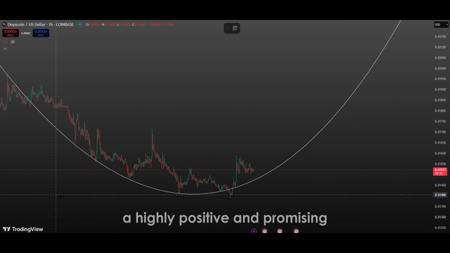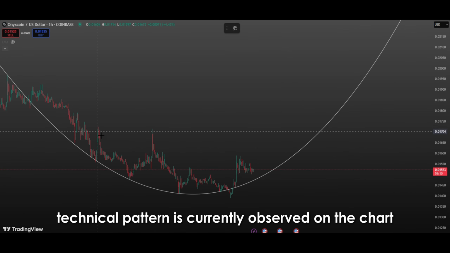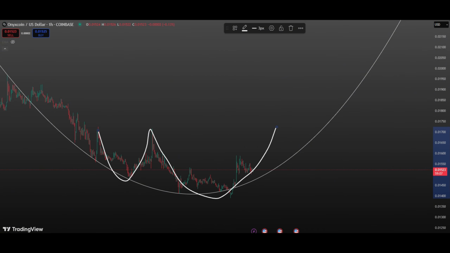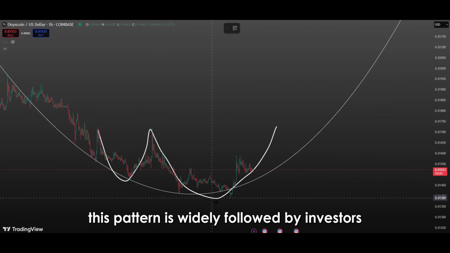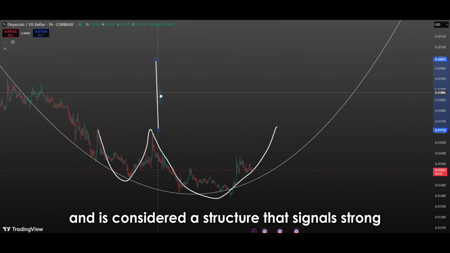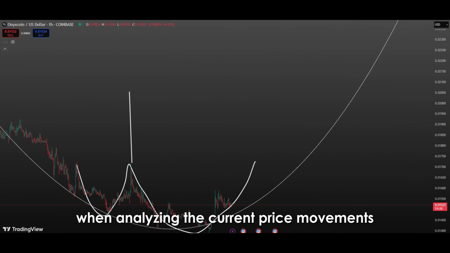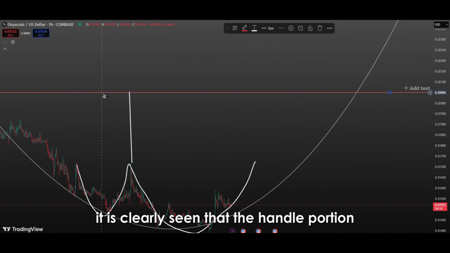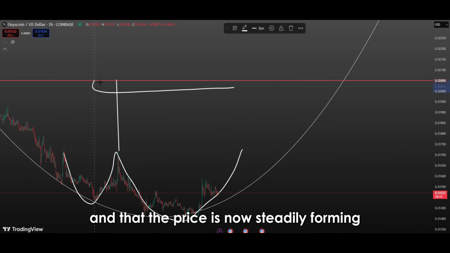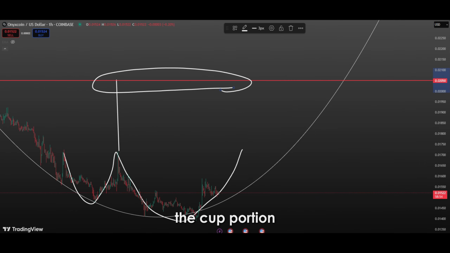Stay tuned. A highly positive and promising technical pattern is currently observed on the chart, the cup and handle formation. This pattern is widely followed by investors in technical analysis and is considered a structure that signals strong upward potential. When analyzing the current price movements, it is clearly seen that the handle portion was previously completed and that the price is now steadily forming the cup portion.